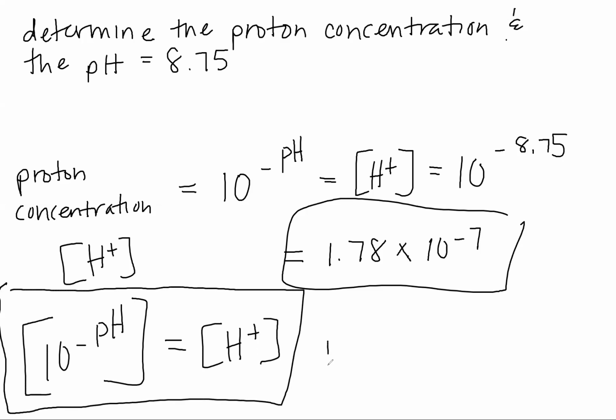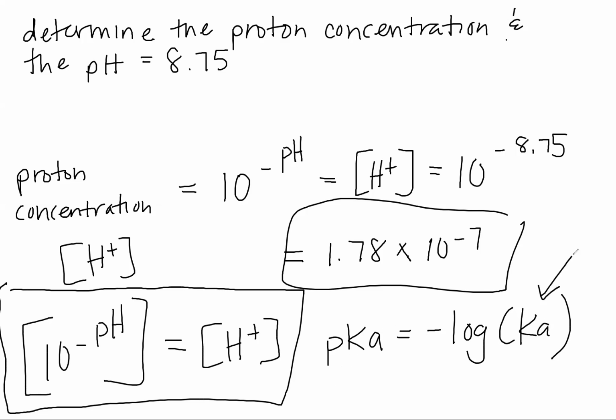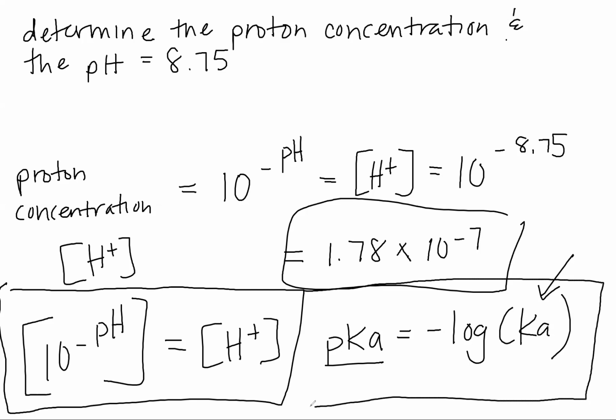Remember, for pKa, given the Ka, it's the negative log of Ka. That will give you the pKa. Okay, are we good? So if you're given this, take the negative log of that and you'll get the pKa. Two things to remember here.